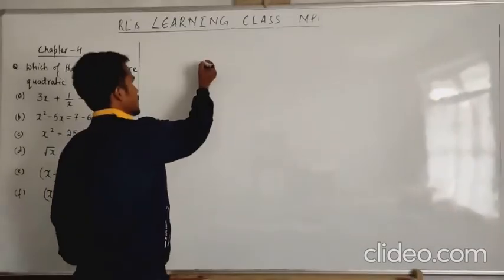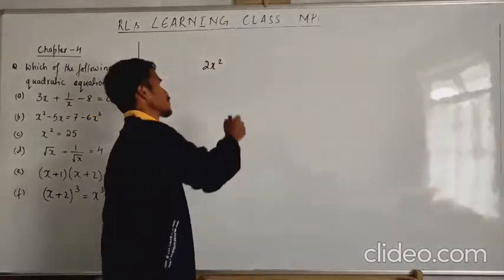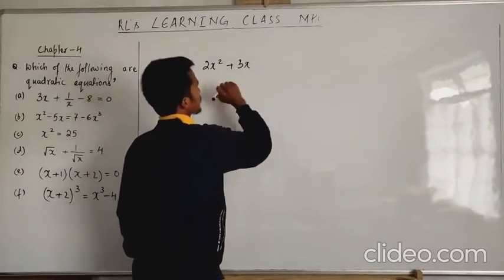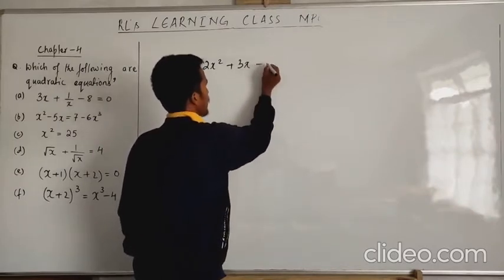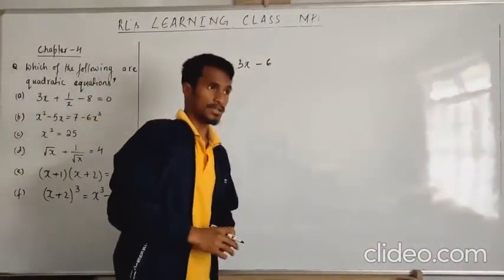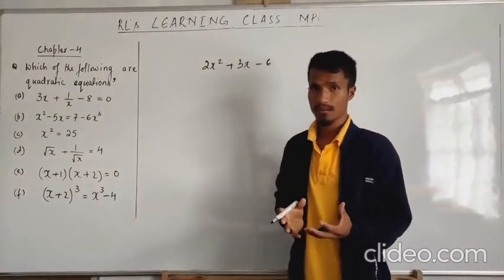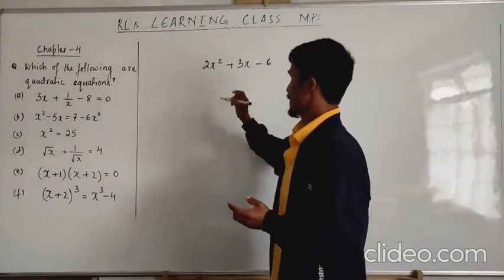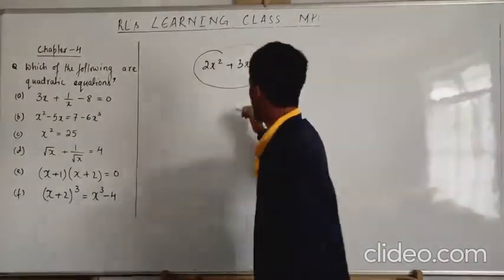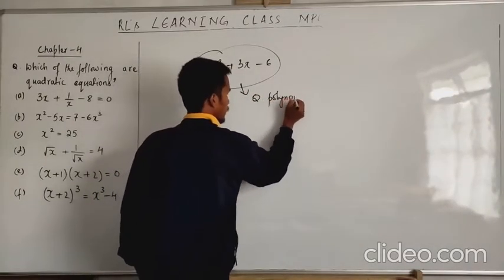Okay, example, if I write 2x squared plus 3x minus 6. Is this a quadratic equation or a quadratic polynomial? Look, whenever we write like this, it will be called a quadratic polynomial. This is called what? Quadratic polynomial.